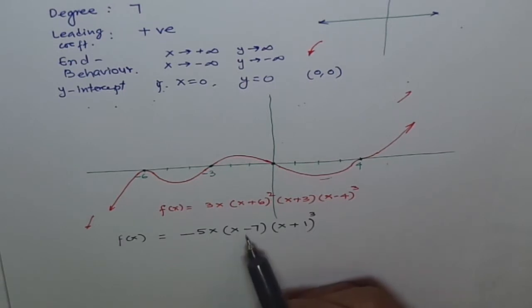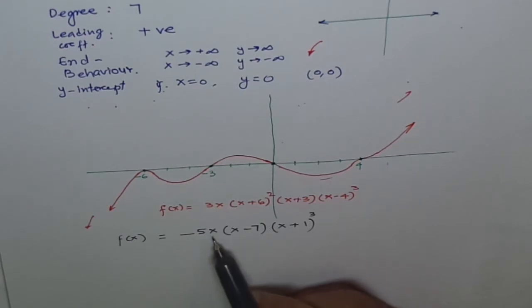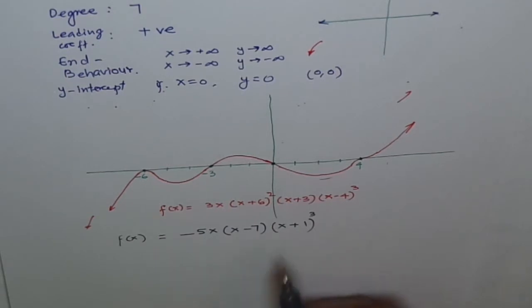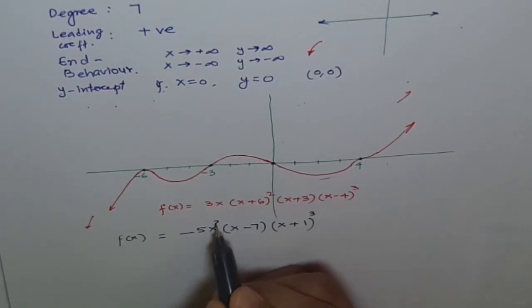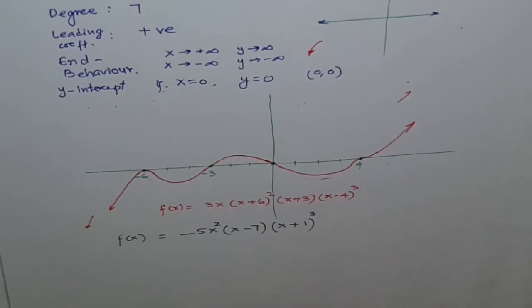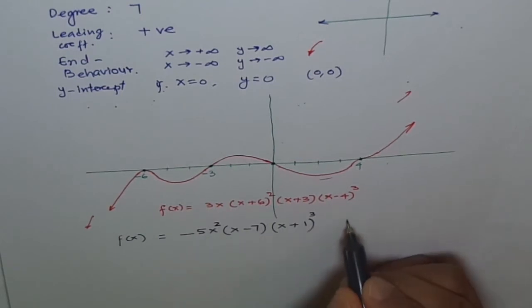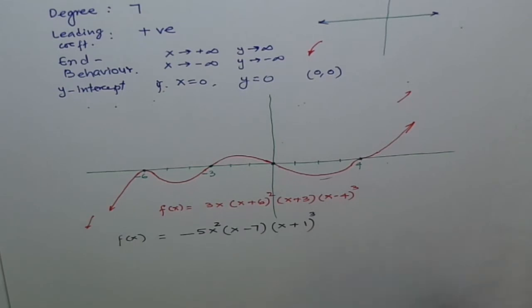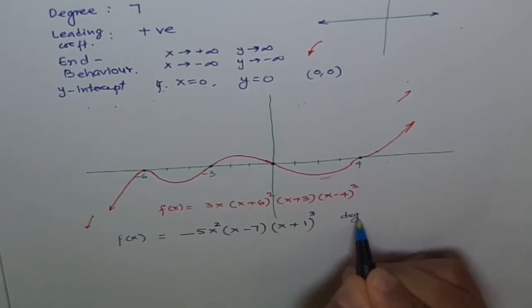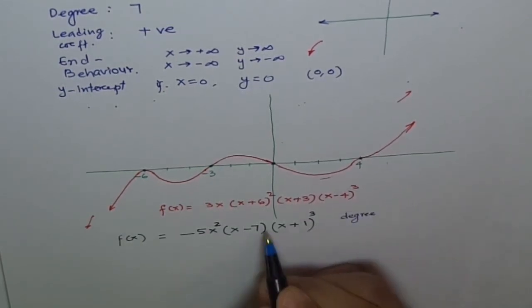How about this? This zero is at plus 7 with order 1. It will act like a linear function. This also will act like a linear function. Correct? But if I make this square, in that case, this becomes like a quadratic function. It will turn. Now, what is the degree of this? Degree is 3 plus 1, 4, 5, 6. So let me write degree 3, 4, 5, 6.